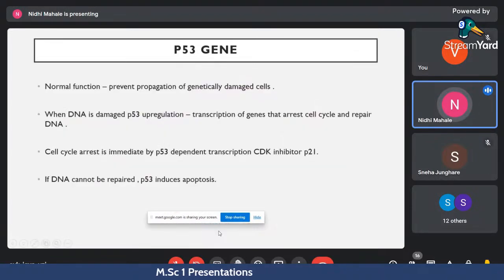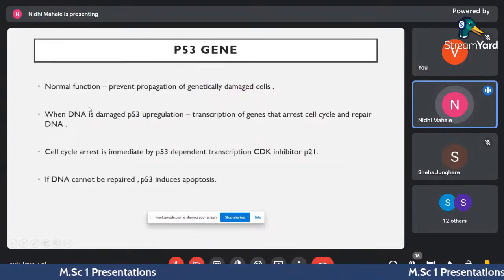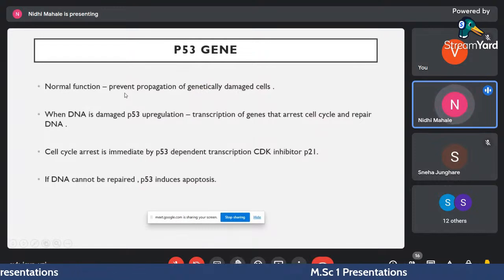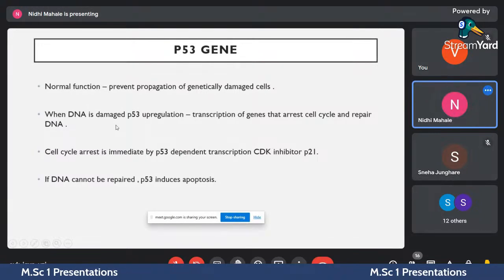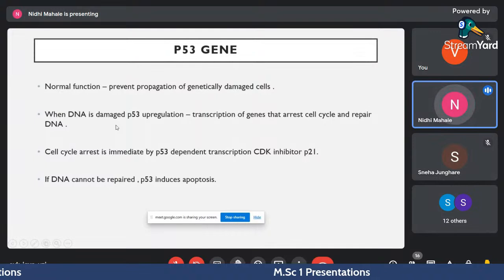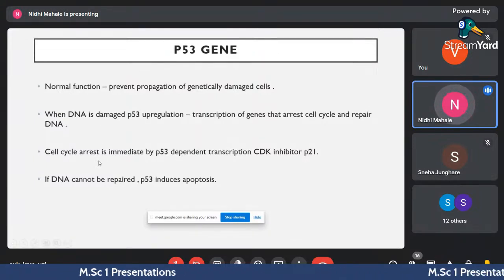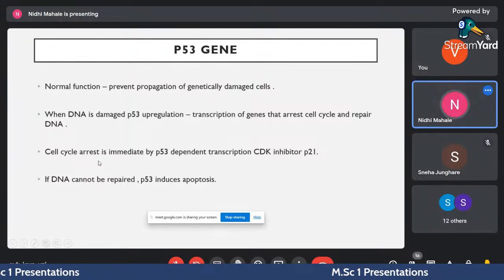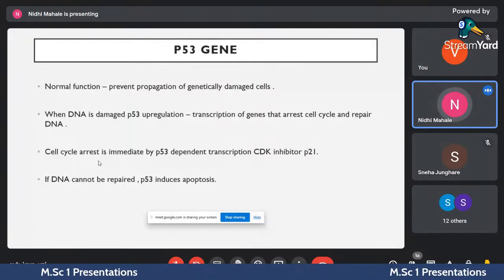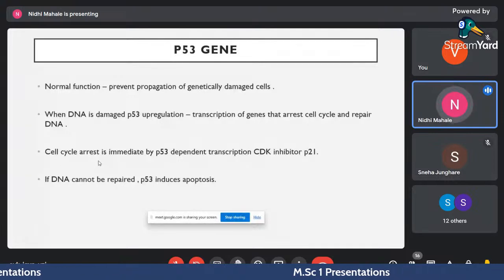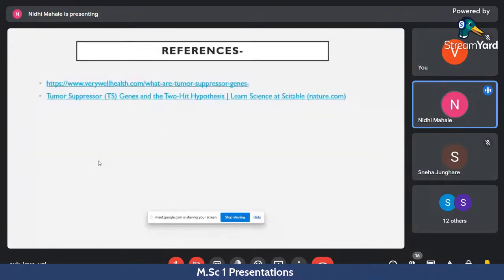P53 gene. It is a normal functioning gene which prevents propagation of genetically damaged cells. When DNA is damaged, P53 upregulates transcription of genes that arrest the cell cycle and repair DNA. Cell cycle arrest is immediate, by P53-dependent transcription of CDK inhibitor P21. If DNA cannot be repaired, P53 induces apoptosis. These are some references. Thank you.